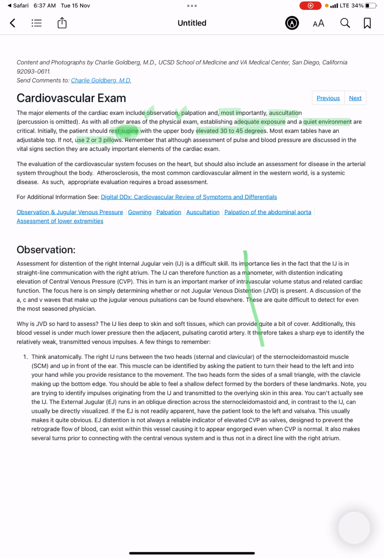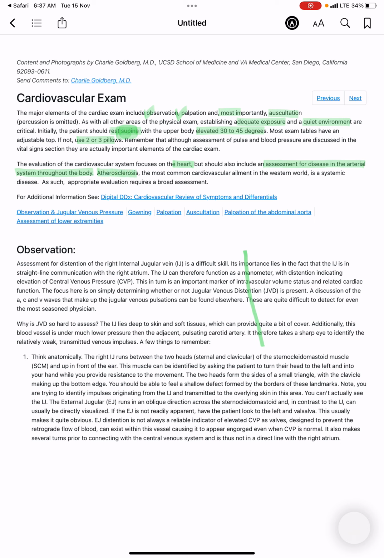Remember that although assessment of pulse and blood pressure are discussed in the vital signs section, they are actually important elements of the cardiac exam. The evaluation of the cardiovascular system focuses on the heart, but it should also include assessment for disease in the arterial system throughout the body.